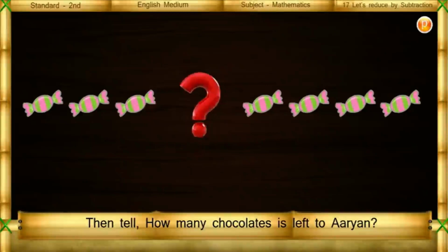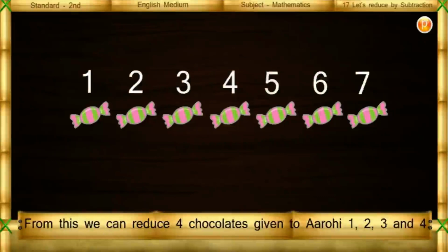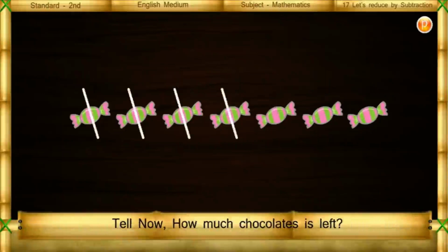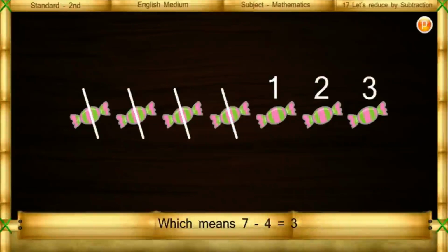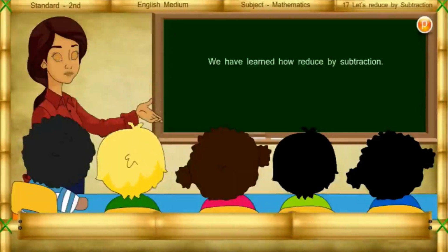Answer. There are 7 chocolates with Aryan. 1, 2, 3, 4, 5, 6 and 7. From this, we can reduce 4 chocolates given to Arohi. 1, 2, 3 and 4. Till now, how many chocolates are left? Right. 3 chocolates are left, which means 7 minus 4 equals 3. We have learned how to reduce by subtraction.